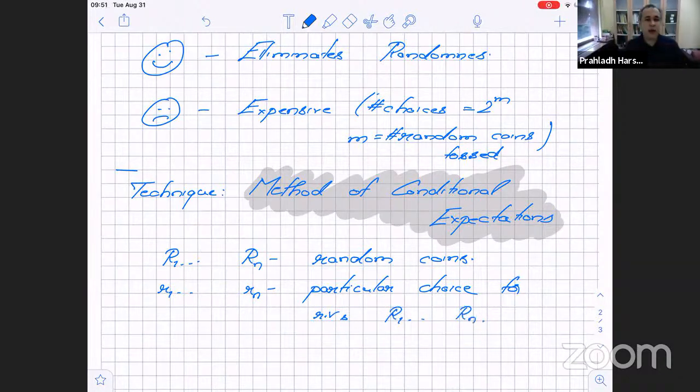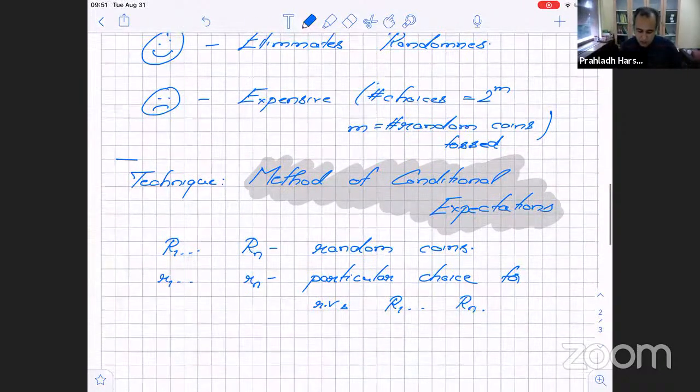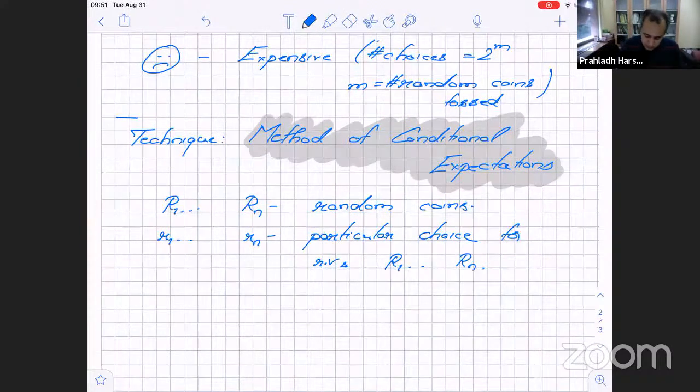So what I want to ask is, we're going to ask this intermediate question. Suppose I have fixed the first i coins.